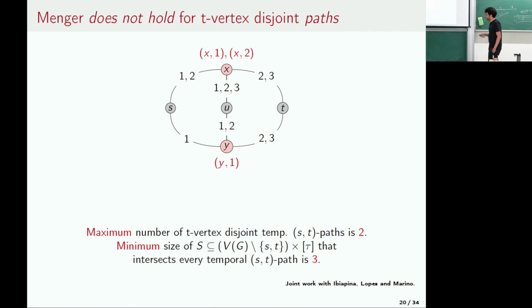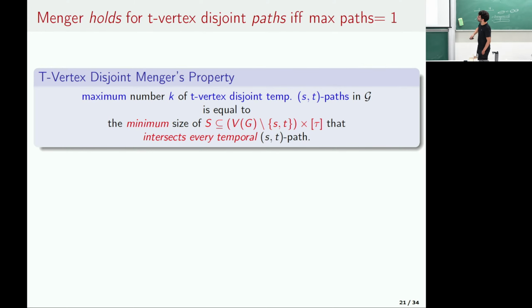So with a little bit of analysis, we can see that the minimum size of the separator has to be 3 temporal vertices. Right, so it's another counterexample because I can only have 2 paths, but I need 3 temporal vertices to break them all. So if I want to describe what the Menger property is in this scenario, it is where I want to test whether the maximum number of temporal vertex disjoint paths is equal to the minimum size of a temporal vertex separator.